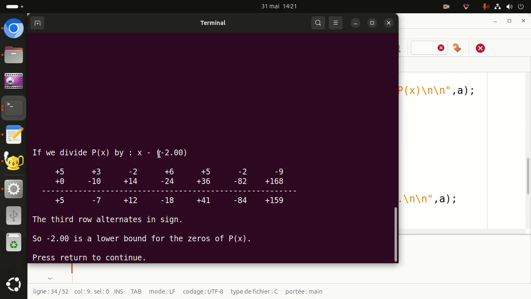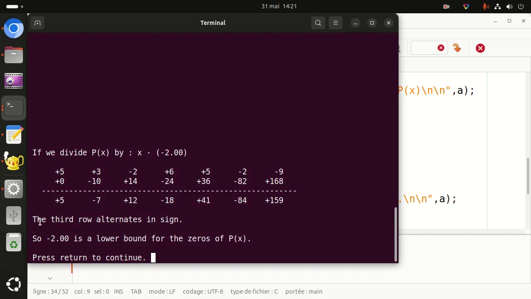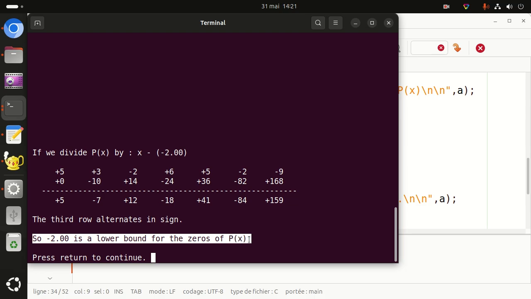Now I have chosen the value of minus 2. Minus 2 is here. All the roots are on the right of minus 2. The first row alternates in sign: plus, minus, plus, minus, plus, minus, plus. So minus 2 is a lower bound for the root of p of x.